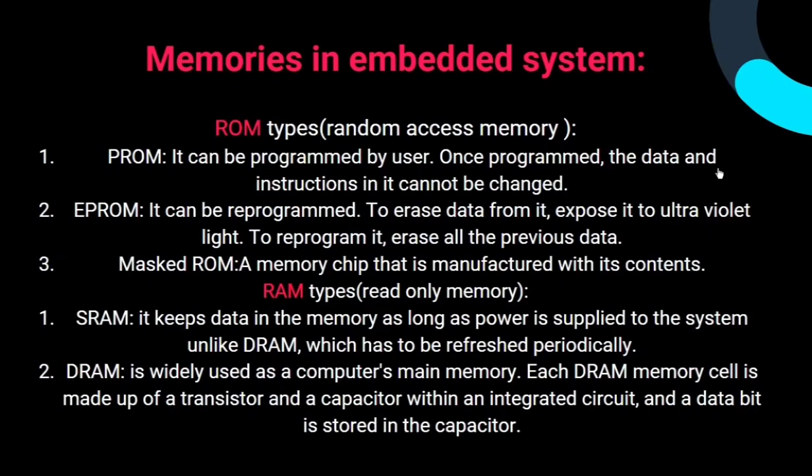Then comes the random access memory, which is the main memory. It consists of two types, the SRAM, which is the static random access memory. It keeps data in the memory as long as power is supplied to the program, unlike the DRAM, which has to be refreshed periodically. Now we'll talk about the DRAM, which is the dynamic random access memory. It is widely used as a computer's main memory. Each DRAM memory cell is made up of a transistor and a capacitor within an integrated circuit, and a data bit is stored in the capacitor. Moving on.